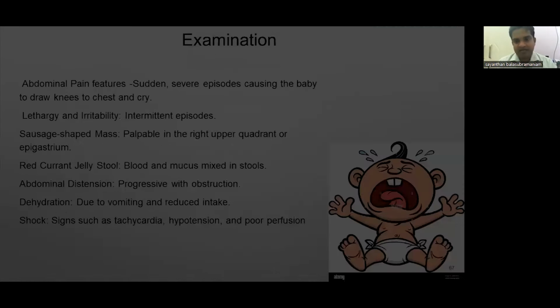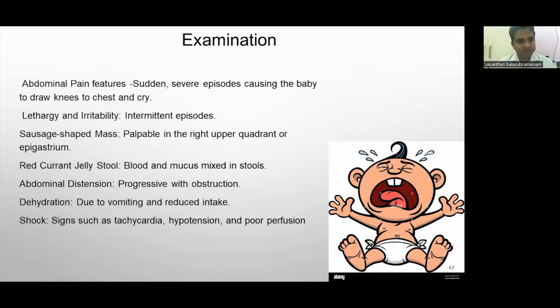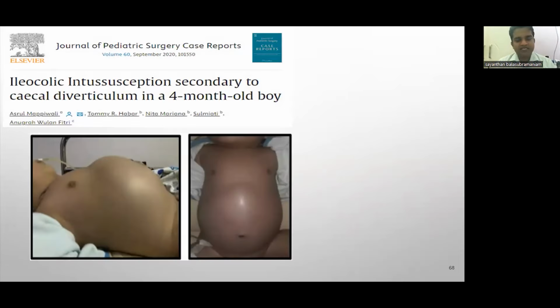Don't wait until the red currant jelly stool. That is a late presentation. So abdominal distension may be possible, not always, but possible.